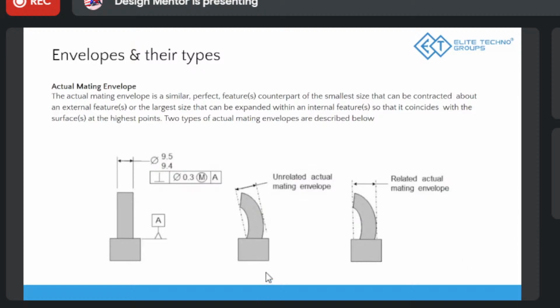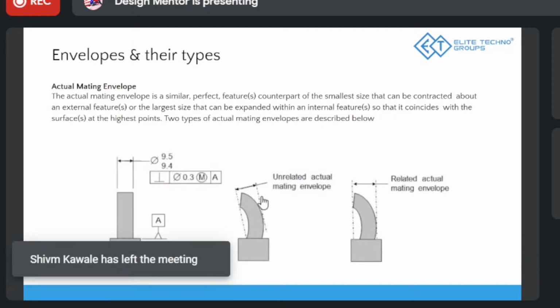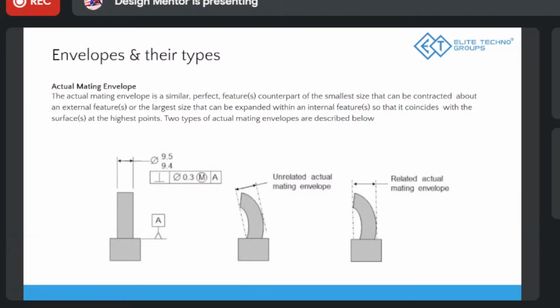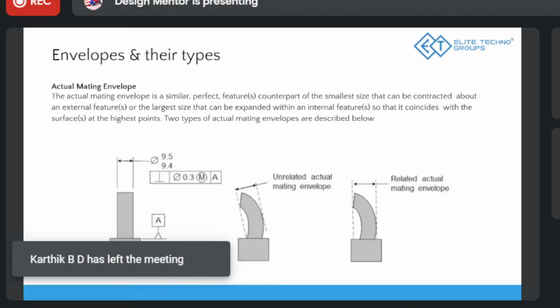Of smallest size that can be contracted to an external feature. It means if it's an external feature like a shaft, it can be contracted to the smallest size. Or if it's an internal feature, it can be expanded to the largest size. So actually, when we are touching the material, that is the envelope. It should touch and grip the material exactly. So envelope is not a physical thing, first of all. It's imaginary, you could say. It's just for consideration.